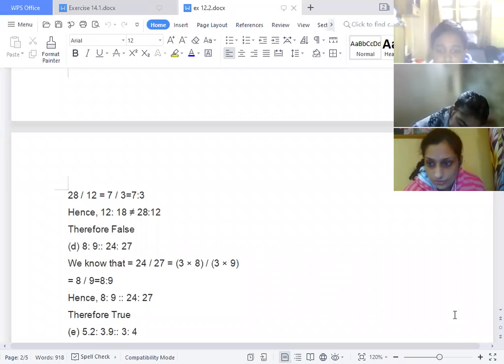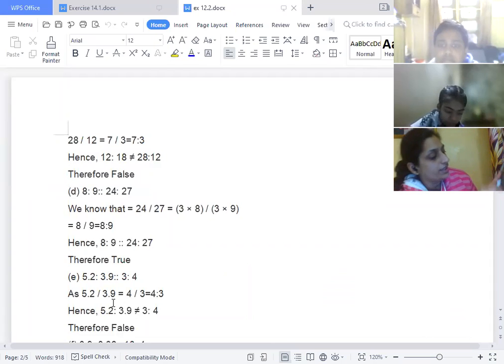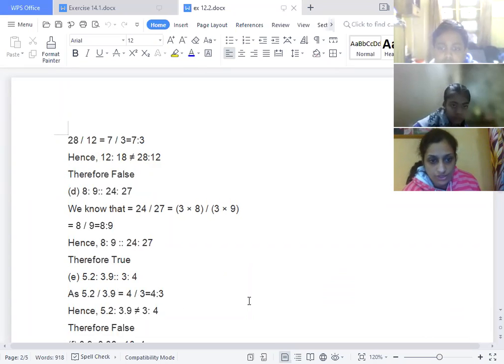Now 3:4, is it equal to that 5.2 divided by 3.9? Not equal. They are not equal. 4:3 and 3:4 are not equal. So you can write it down. The statement is false here. Yes.